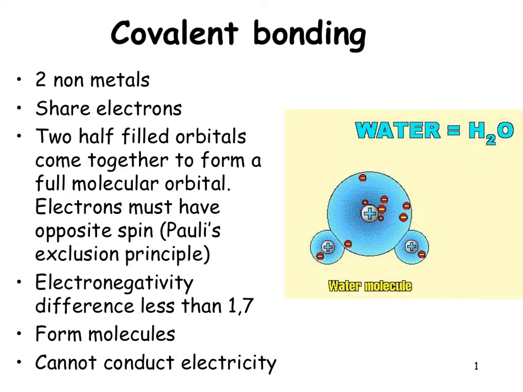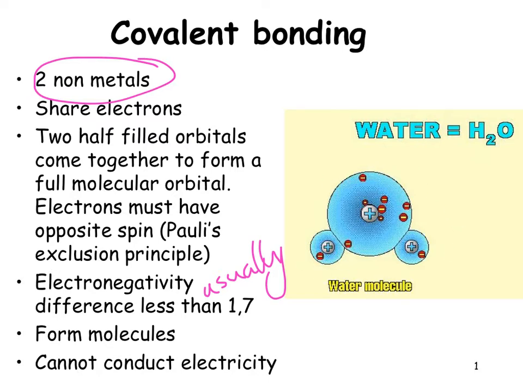The electronegativity difference is usually less than 1.7, but we tend to define it more by two nonmetals being the important defining factor. Once the two nonmetals have shared electrons, they become one unit and they become what is called a molecule. And covalently bonded substances cannot conduct electricity at all.